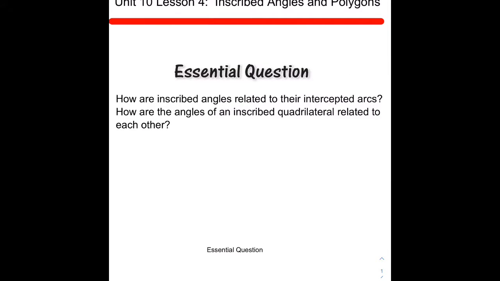It's Unit 10, Lesson 4 on inscribed angles and polygons. Please note that we did skip Unit 10, Lesson 3 just out of e-learning. That was just a piece of the curriculum we felt was non-essential. All right, so here is what you have done so far.